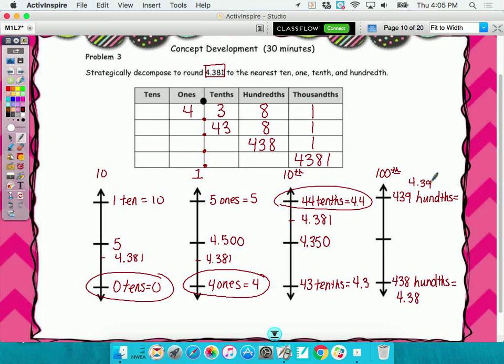The midpoint, just put a 5 on the end of the bottom number, 4.385. 4 and 385 thousandths. I'm rounding 4 and 381 thousandths, which is below the midpoint. So rounded to the nearest hundredth, it's 4 and 38 hundredths.